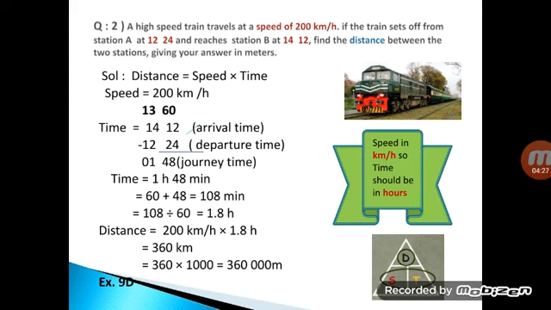As the speed was given in kilometers per hour, the distance is found in kilometers. Now you can see that the question asks you to find the distance between two stations, giving your answer in meters. Still we are not completed with our solution. We will convert this 360 km into meters. There are 1000 meters in 1 kilometer, so we multiply 360 into 1000, and it results in 360,000 meters.